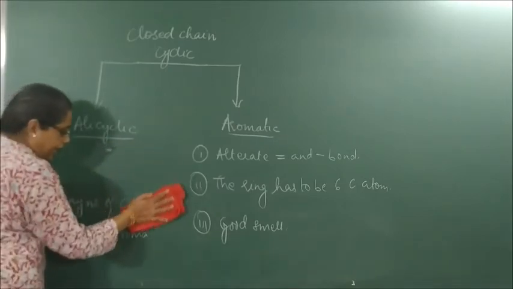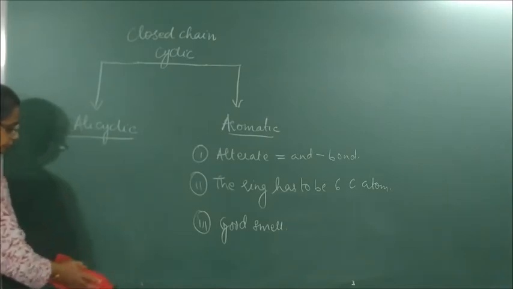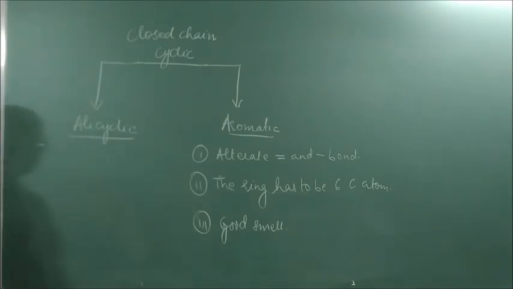Examples of alicyclic compound. We can have any number of rings. So we will start with the first one. 1, 2, 3.